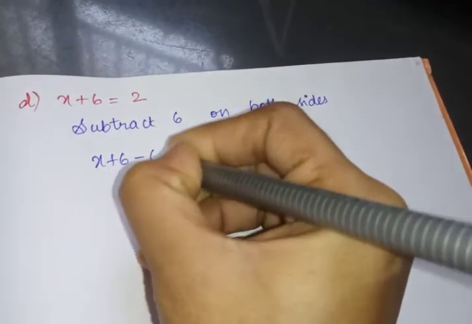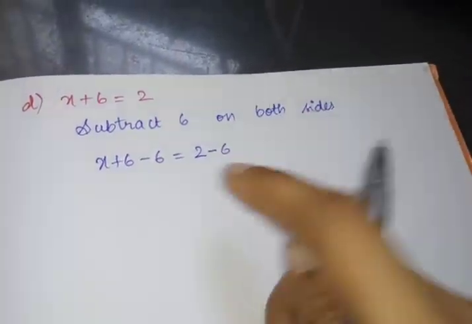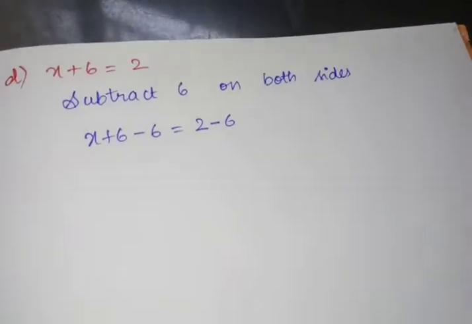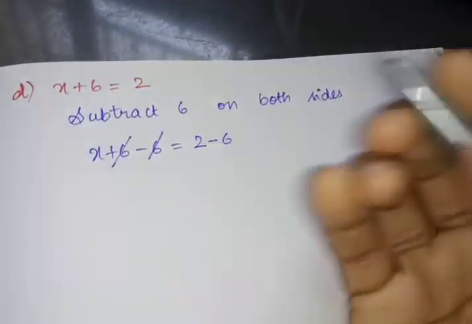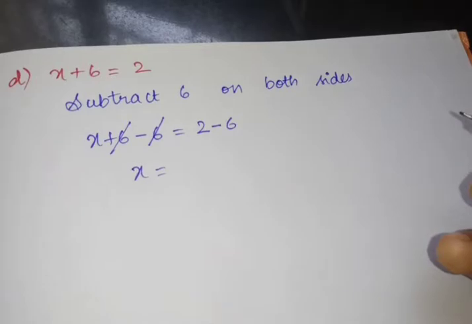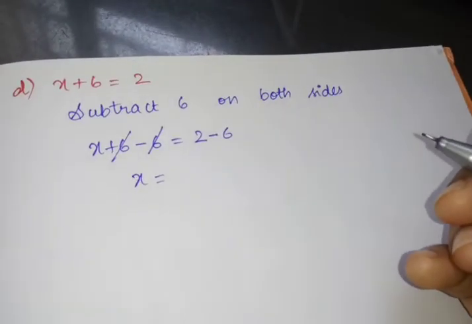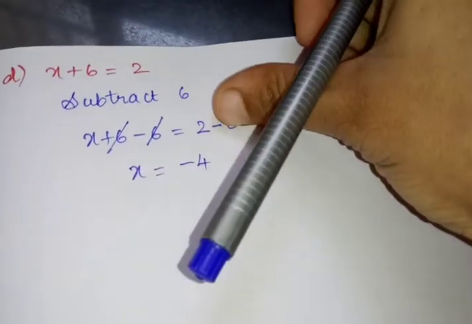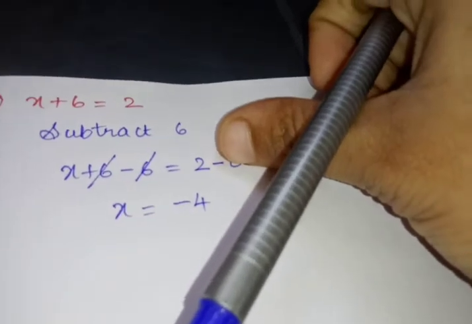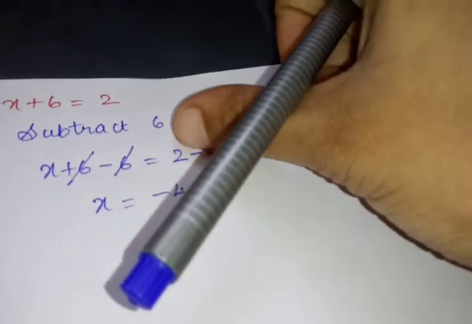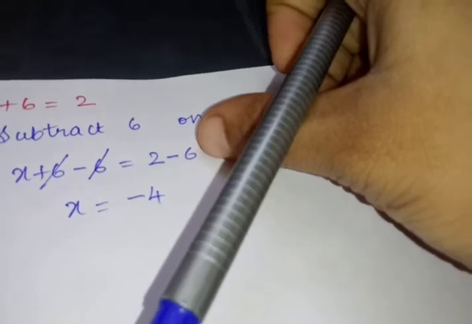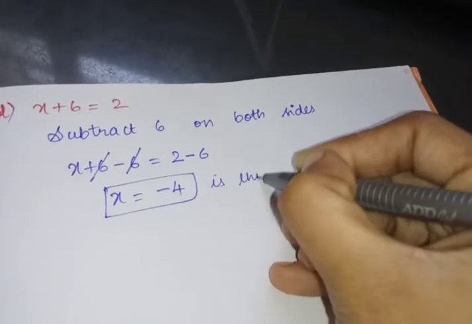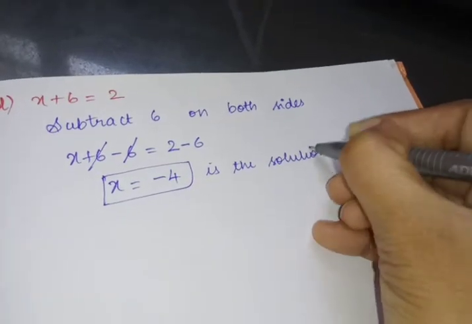So x plus 6 minus 6 is equal to 2 minus 6, because we subtract 6 on both the sides. Plus 6 minus 6 cancel. x is equal to 2 minus 6, which is minus 4, because addition and subtraction have different signs, so you should subtract. 6 minus 2 is 4, and the symbol of the greater number is minus. So minus 4 is the solution. x is equal to minus 4 is the solution. Understood? It is very easy.